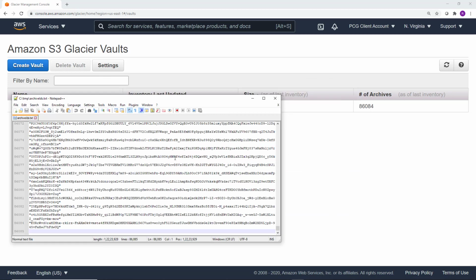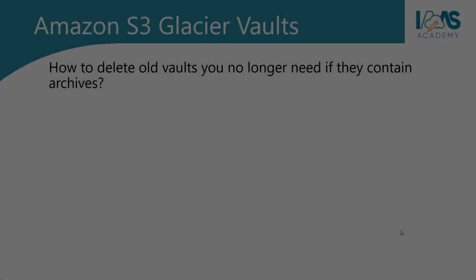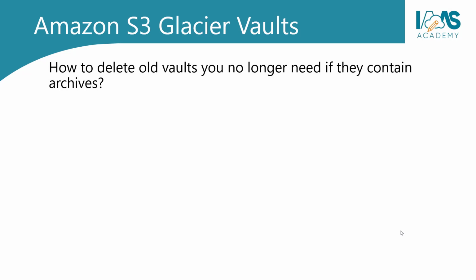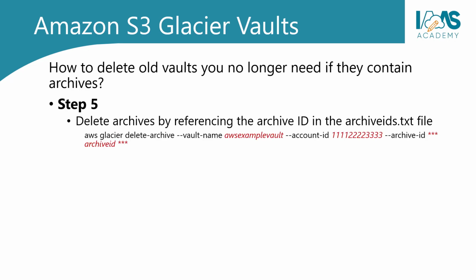Basically, your list of archives has just been listed out there as the archive IDs, which we will use in order to delete our archives. So you basically saw that we had so many different archive IDs to go through. Now, the command to actually delete the archives by referencing the archive ID in that archive ID text file is shown on the screen here.